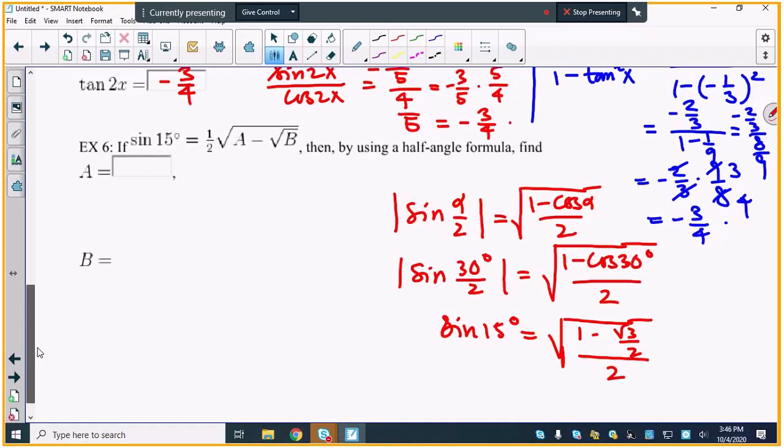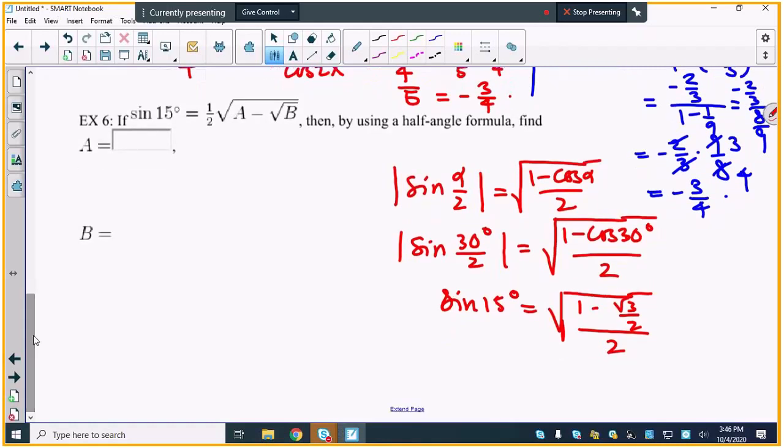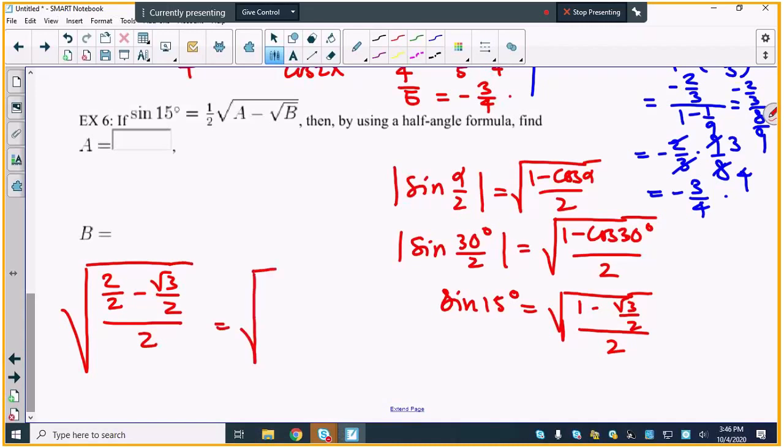So this calculation is something that we will pay attention to now. So see what I have. I have square root of 2 over 2, that's your 1, minus square root of 3 over 2, all over 2. So that is equal to square root of 2 minus square root of 3 over 2 times 1/2. Why 1/2? Because 2 is 2 over 1. So dividing by 2 over 1 is multiplying by 1/2. So I get square root of 2 minus square root of 3 over 4.